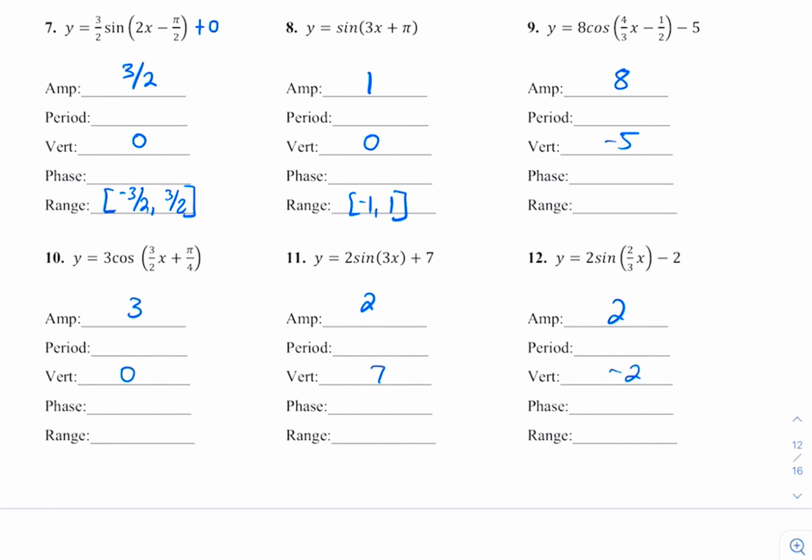And 8, let's see, -5 minus 8 is -13. -5 plus 8 is 3. And then 0 minus 3, 0 plus 3. 7 minus 2 is 5, 7 plus 2 is 9. -2 minus 2 is -4, and -2 plus 2 is 0.